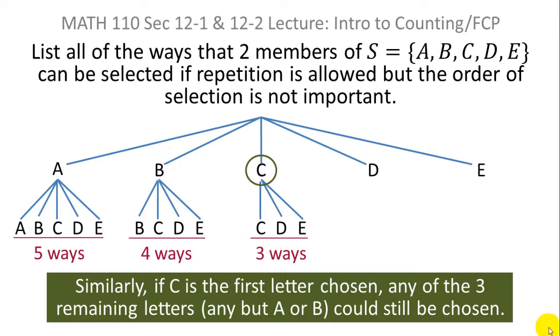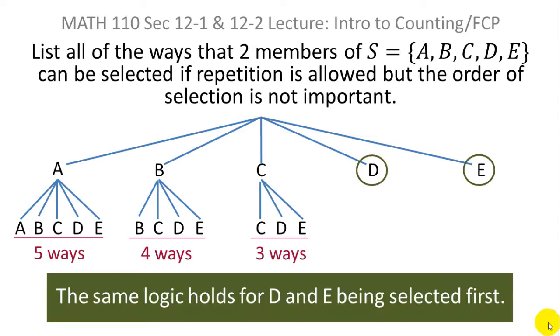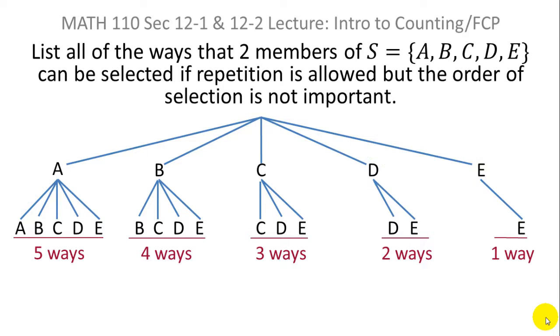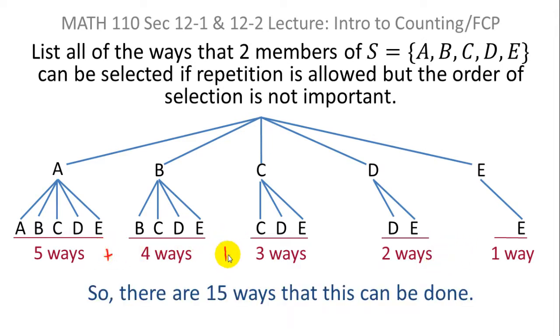I think at this point you sort of see the pattern. If you move to D, you're not going to be able to reuse A, B, or C. But you can reuse D, and of course you can use E. And when you get to E, you're not going to be able to use A, B, C, or D, but you can use E again. And you can see what's happening. It's counting down. So 5, 4, 3, 2, 1. And that's because the order of selection is not important. So when all's said and done, if you add 5, 4, 3, and 2, you'll end up with 15 different ways that this can be done.